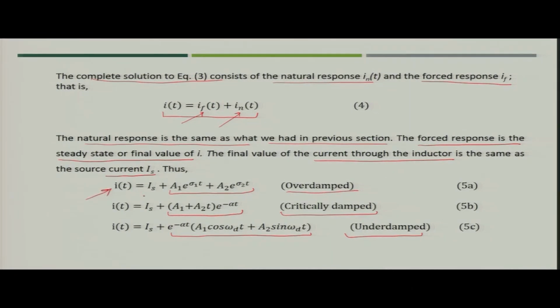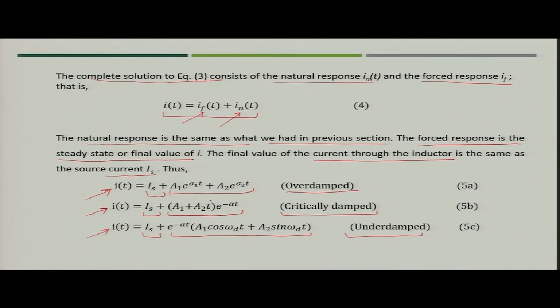So, you will get the total current I as Is plus the natural response of the circuit. In case of overdamped, it is Is plus the overdamped natural response, again Is plus the critically damped response of the circuit when the source is not available, and in case of underdamped we get Is plus the natural response of the underdamped circuit. So, these three we get based on the various conditions with respect to the damping coefficient and the natural frequency of the circuit, that is alpha and omega naught.